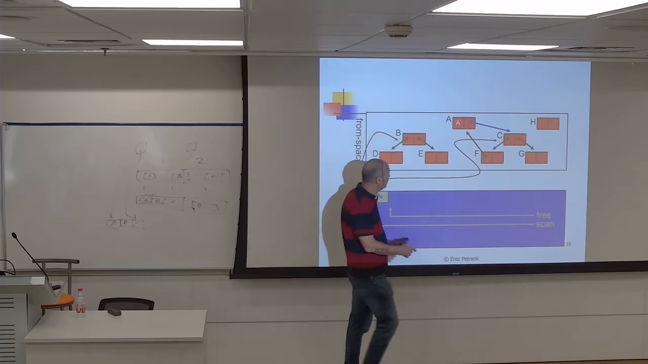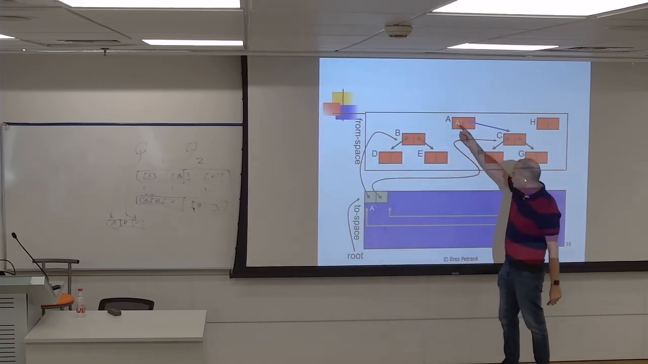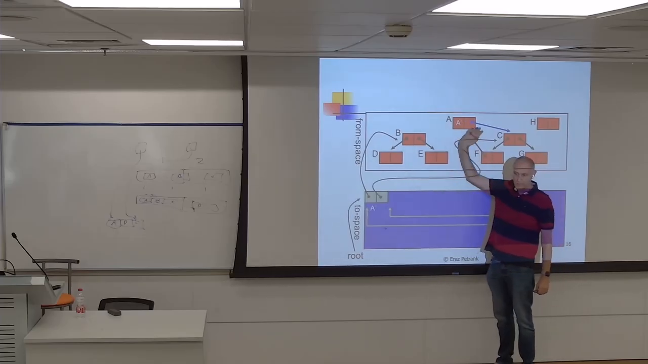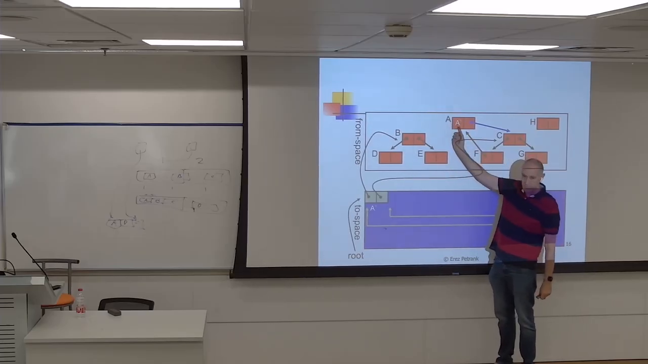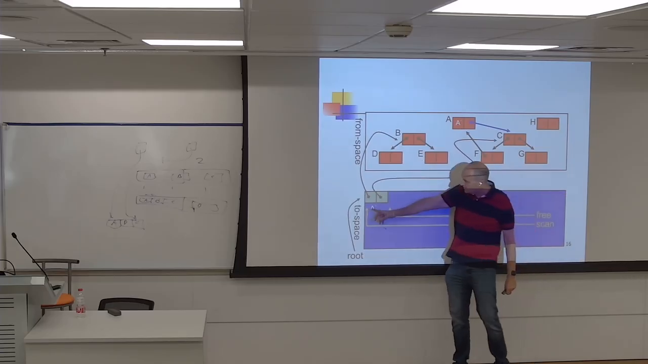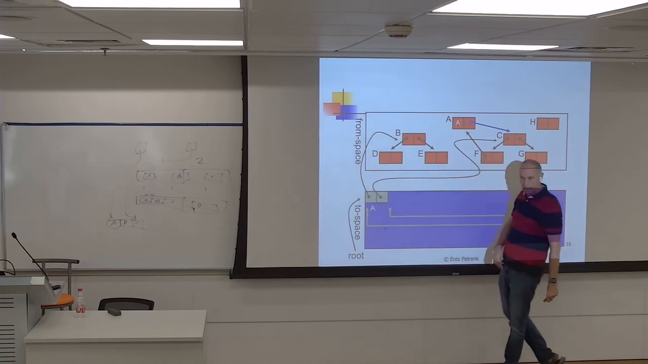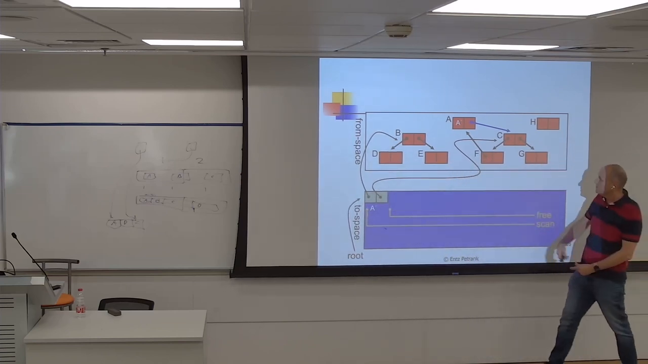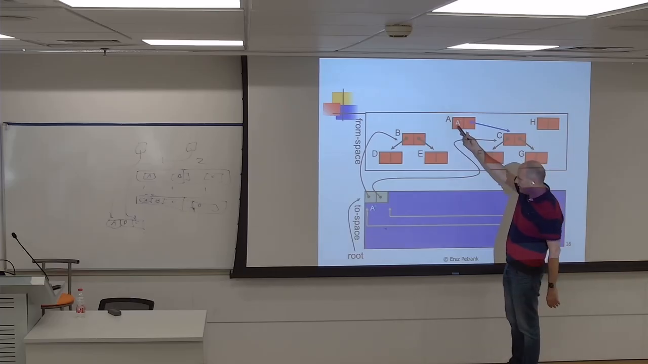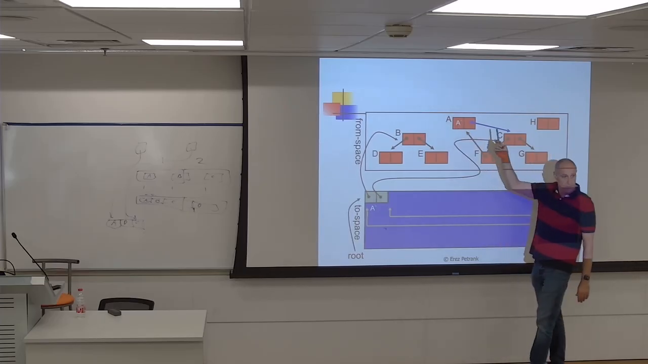And I leave a forwarding pointer. We don't want to keep too many pointers in this picture, so I'll just write A prime here, which means the address of where A moved. A prime is the location of the copied object. So this is a forwarding address. Cool. So I've copied all the roots.